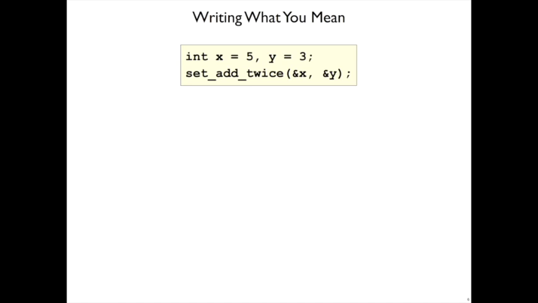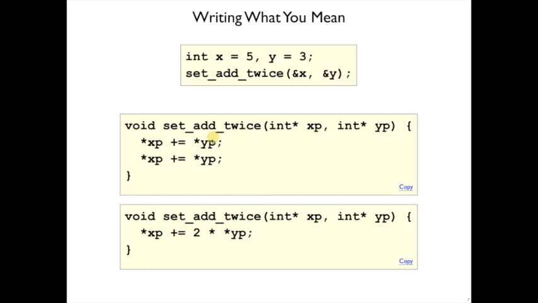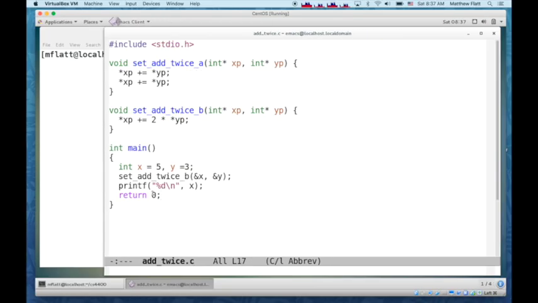So, for example, here's a program that sets x to 5 and y to 3 and calls setAdd twice. There are a couple of ways we could implement setAdd twice. The first way is to look up the value in yp and add it into xp and do that twice. And the second one, which you're more likely to write because it's simpler, is to look at the value of yp, multiply that by 2, and add it to xp. Now both of these may look equivalent, and in fact they'll produce the same results when we run it on that example at the top.